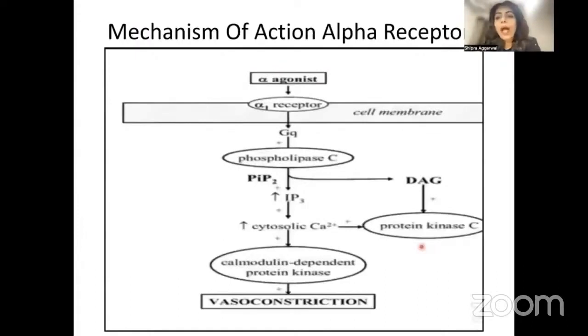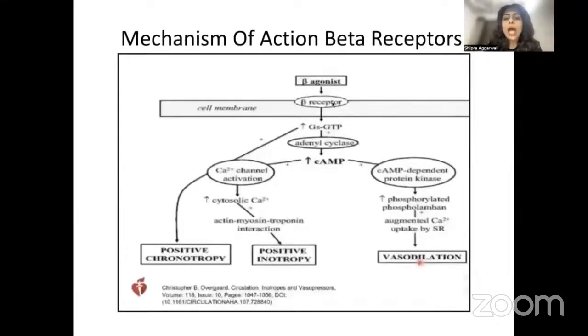Now, what is the mechanism of action of the alpha receptors? Whenever an alpha agonist acts on the alpha receptor, then through phospholipase C, it will result in the activation of the calmodulin-dependent protein kinase, which will result in vasoconstriction. On the other hand, whenever a beta agonist acts on the beta receptor, there is increase in cyclic AMP production. If this increase in cyclic AMP is in the myocardium, it will result in calcium channel activation, which will result in positive chronotropy, and also actin-myosin troponin interaction, which will result in positive inotropy. But if this increase in cyclic AMP is in the vascular smooth muscles, then there will be augmented calcium uptake by the sarcoplasmic reticulum, which will result in vasodilatation.